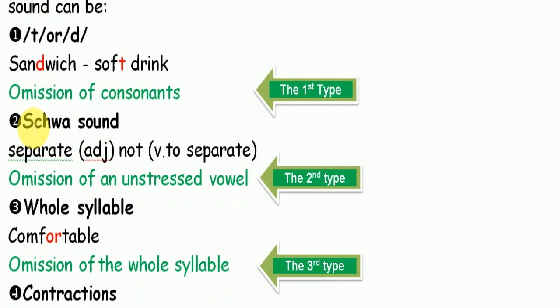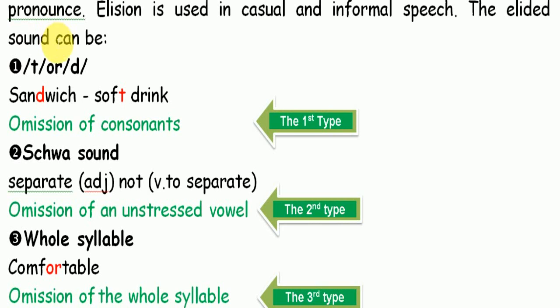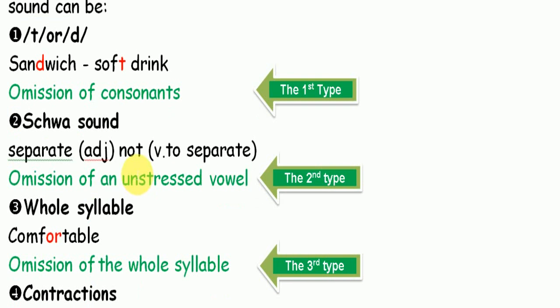Two. The omitted sound can be the schwa sound. For example, separate here as an adjective, not as a verb to separate. Separate and separate. So here, the second type of elision is the omission of an unstressed vowel. The unstressed vowel is the schwa sound.